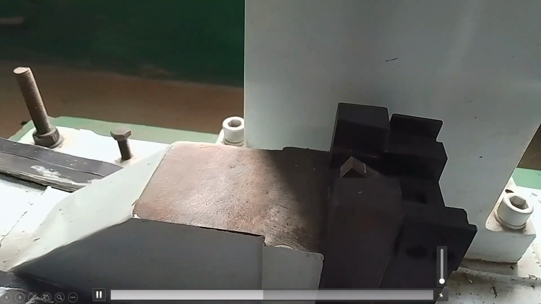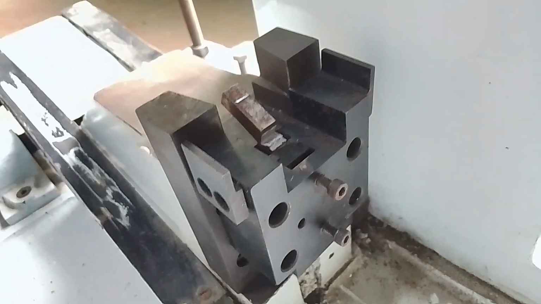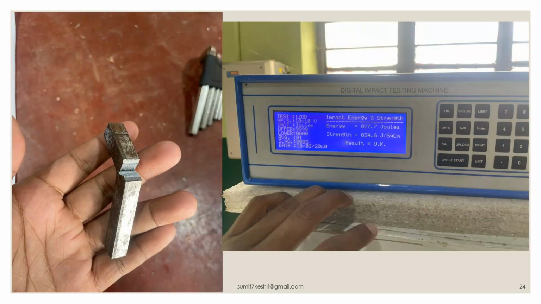For this test, the energy can be noted, and here you can see the test specimen is fractured in this way. Now, always after performing the test, the hammer is placed at its position in the locking condition. Now here for this test, the energy is 27.7 joules, and to find the strength, divide the energy by the cross section, then we can get the strength, which is a measure of toughness of the material.